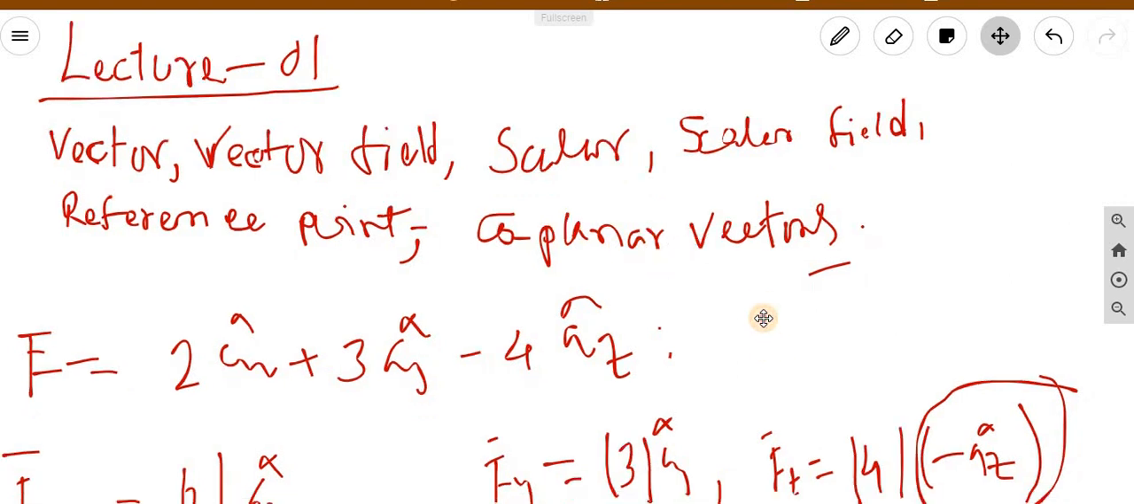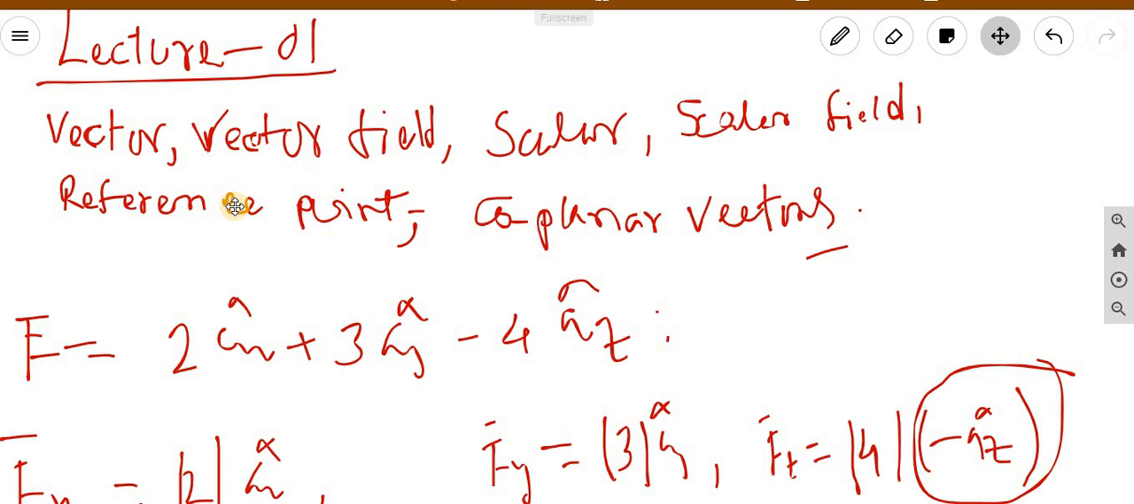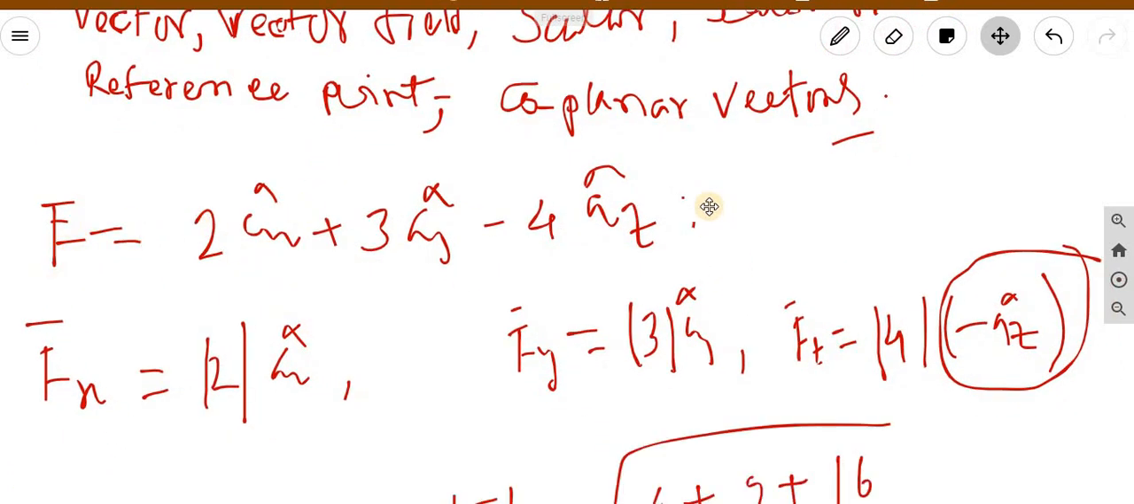Okay, so suppose, as we know, what is a vector? A vector is a physical quantity which has magnitude and also has a direction in space. When we hear the term vector, obviously the first things that come to our mind are force and velocity. These things are vectors only.